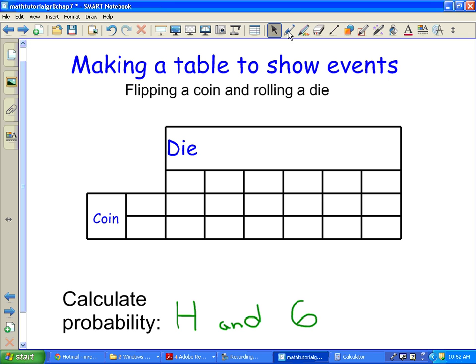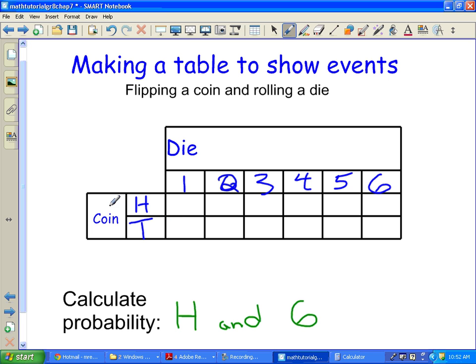Well, the easiest way to do it is to make a graph. I've only got 2 events. One is flipping a coin, and the other one is rolling a die. What are my 2 possible outcomes when I flip a coin? I could get a head or a tail. What about when I roll a die? What are my possible outcomes going across the top here? Well, I could get a 1, a 2, a 3, 4, 5, or a 6. It's kind of like we're matching it up in our multiplication table.